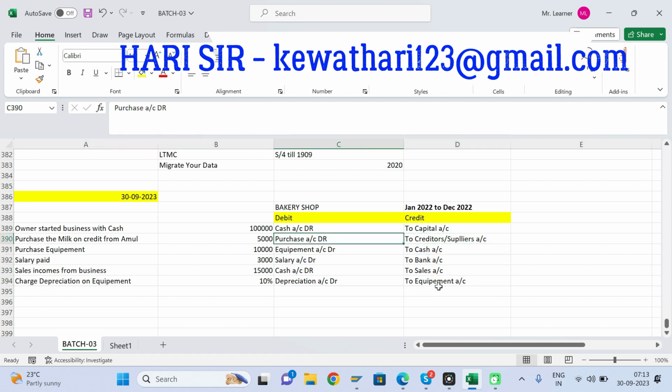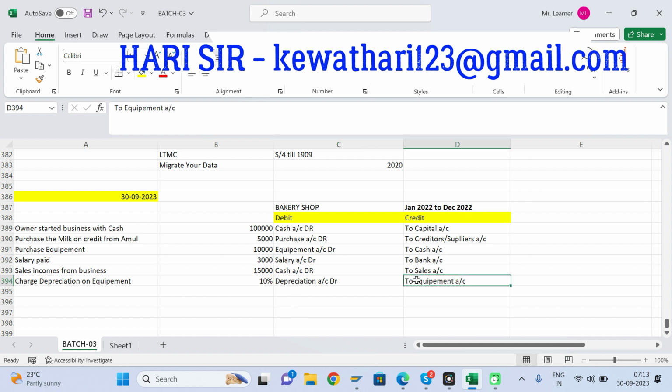Now a few journal entries you have to manually enter in SAP. A few journal entries, your system will automatically calculate; you need not calculate. Let's say 10% depreciation on equipment. Equipment value is 10,000, 10% I'm applying, that is 1,000 rupees. For this kind of thing, calculation is not required. You can automate it, so the system will automatically calculate and post.